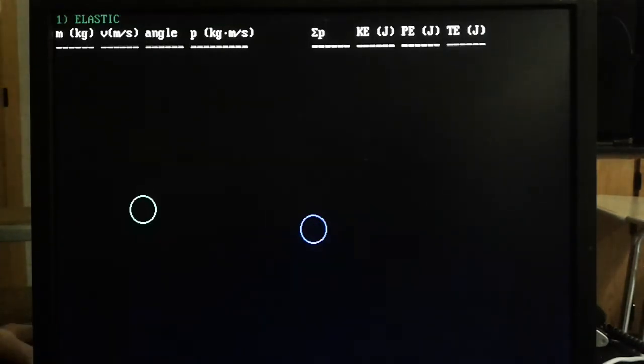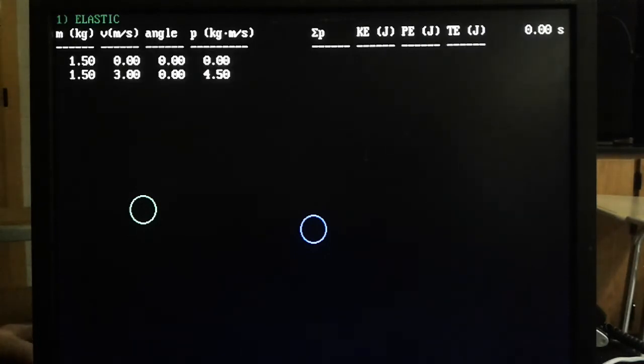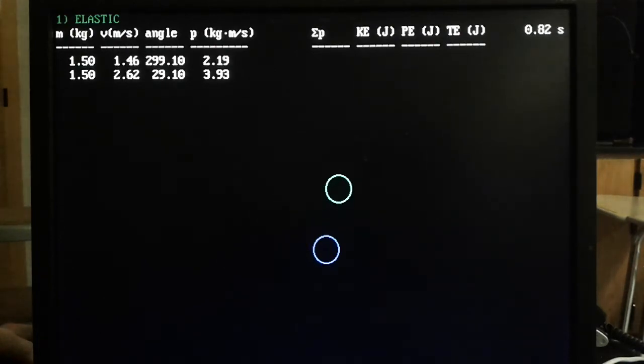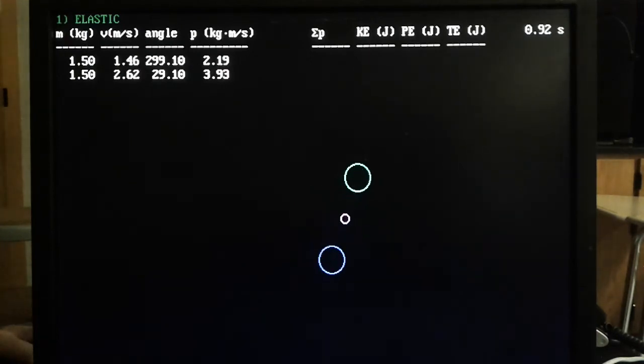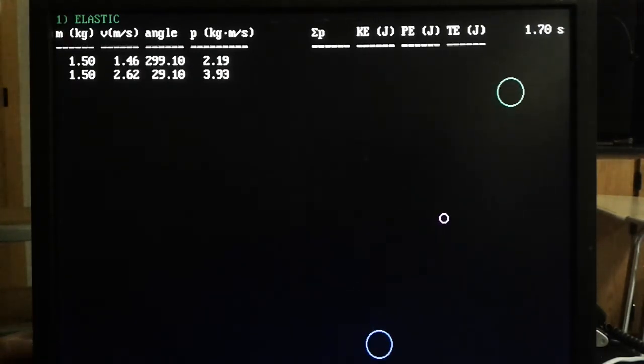Now we'll try a problem in 2 dimensions. Here's the data. Let's see what happens. Oh, it's like pool. Let's take a look at that center of mass. The center of mass motion keeps constant.